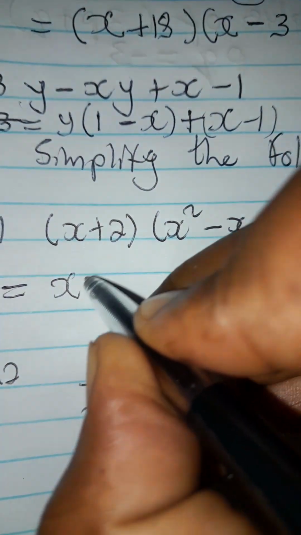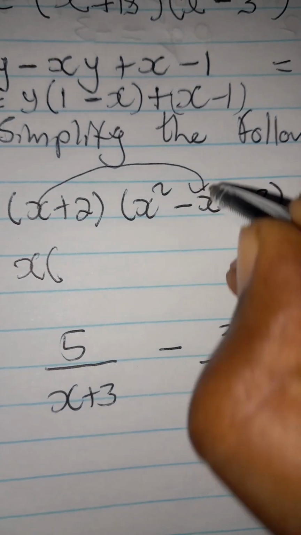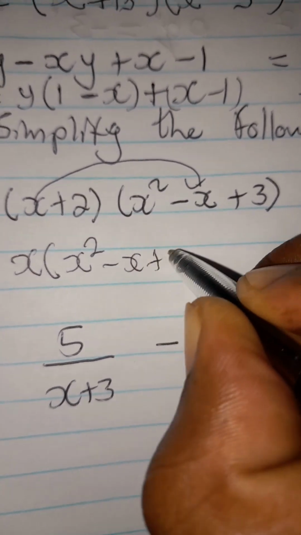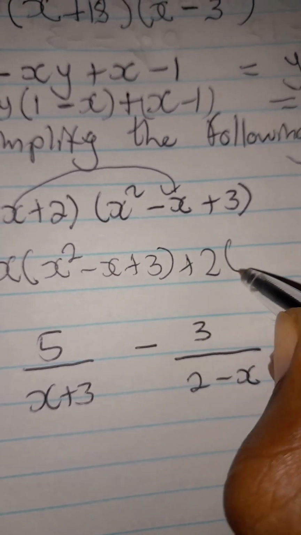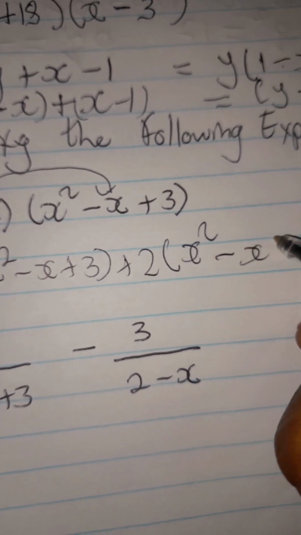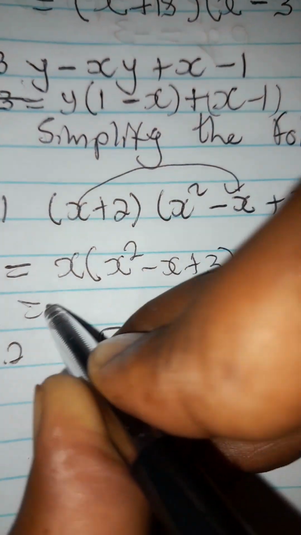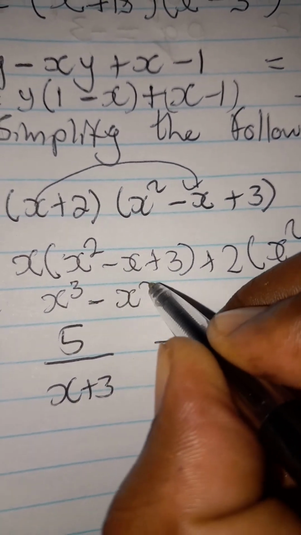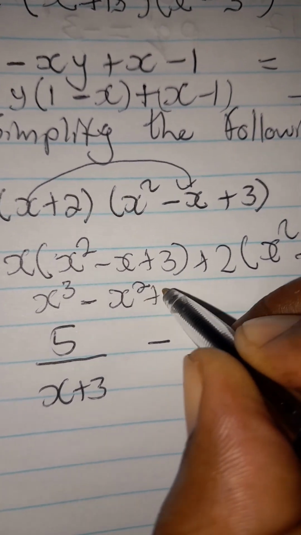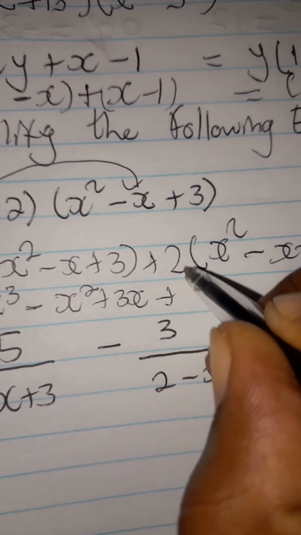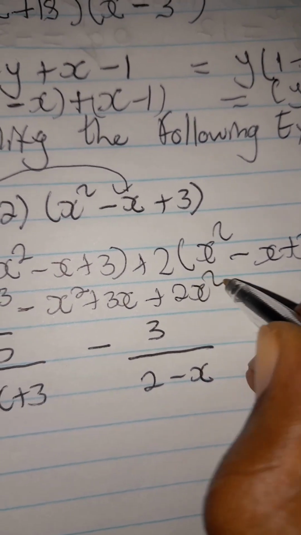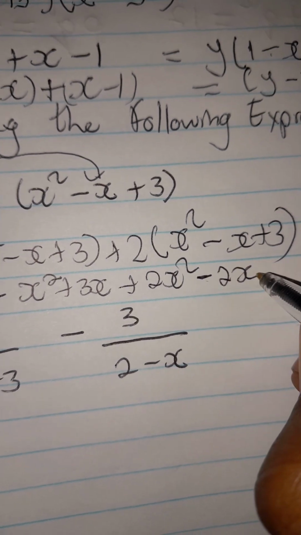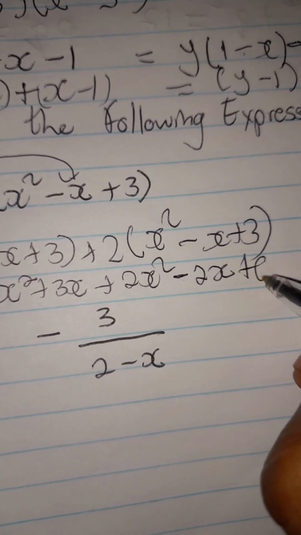We can use the distributive law by saying that the first term multiplies the second bracket. So we are going to have x multiplied by (x squared minus x plus 3), plus 2 multiplied by (x squared minus x plus 3), right? So x multiplied by x squared is x cubed. x multiplied by negative x is negative x squared. x multiplied by 3 is positive 3x. And 2 multiplied by x squared is 2x squared. 2 multiplied by negative x is negative 2x. And 2 multiplied by 3 is 6, right?